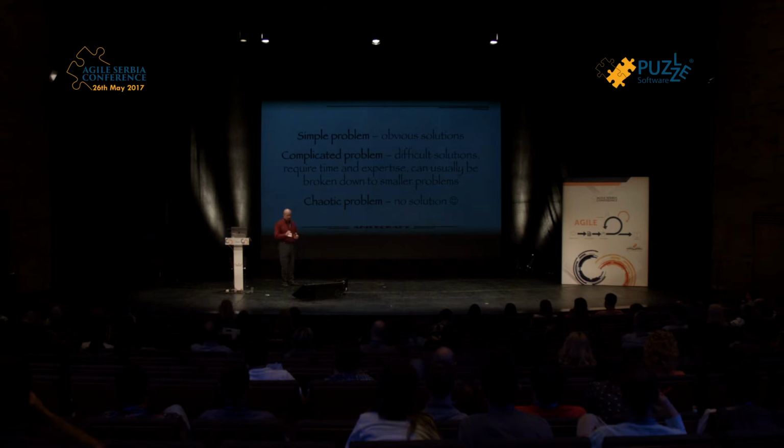Chaotic problems, on the other hand, are sort of like an extreme version of complex problems. The problem is that they don't usually have a clear solution. So you just have to figure something out and do something and then move on.